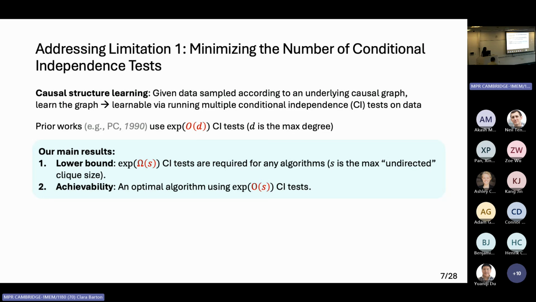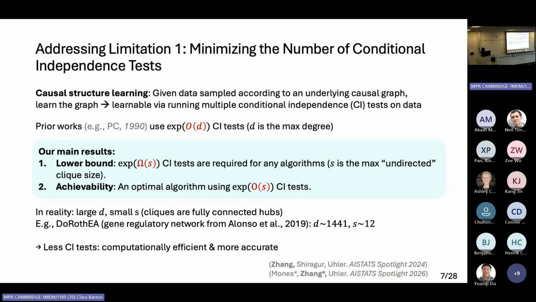So what we did in our work, in a nutshell, is we showed a lower bound of exponential in S number of tests required for any algorithm to solve this problem. And then we also develop an optimal algorithm that uses this many conditional independence tests, where S is the maximum undirected clique size of the graph. Just to show you maybe some example of how these two bounds compare to each other. So these are the papers.